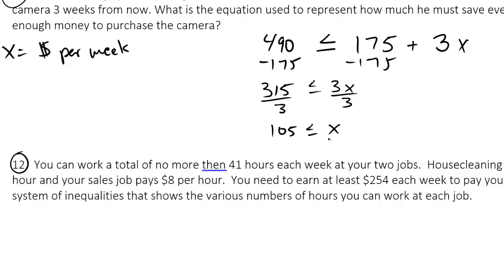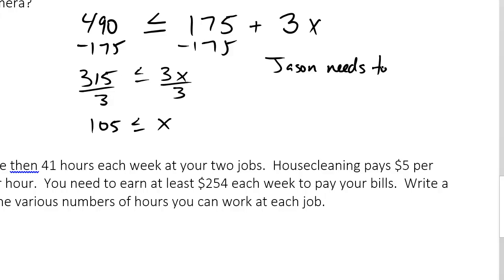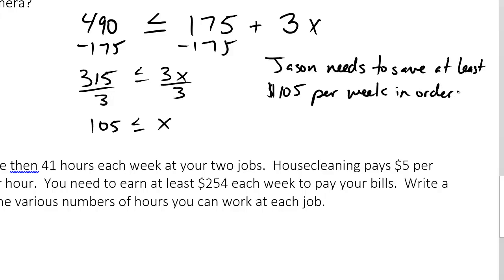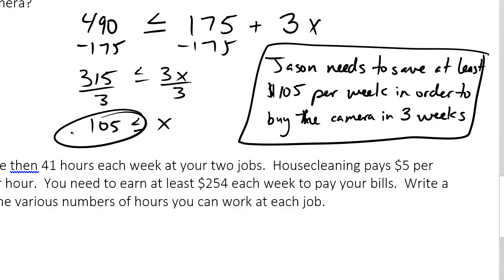Since this is a word problem, our solution will be: Jason needs to save at least $105 per week in order to buy the camera in 3 weeks, because every week he needs to save $105 or more.